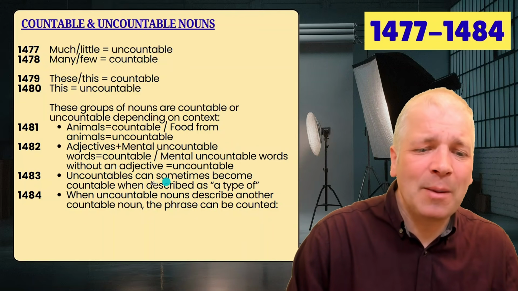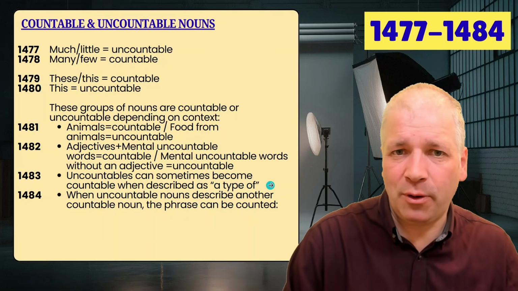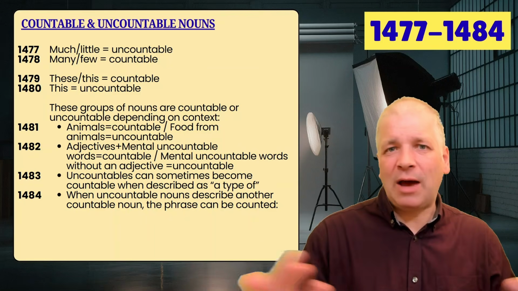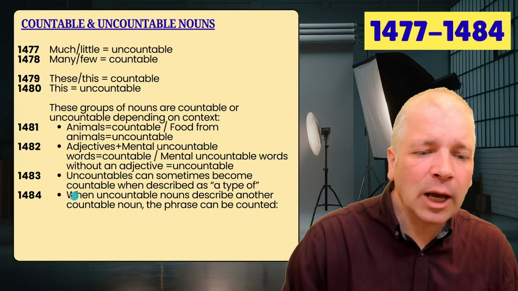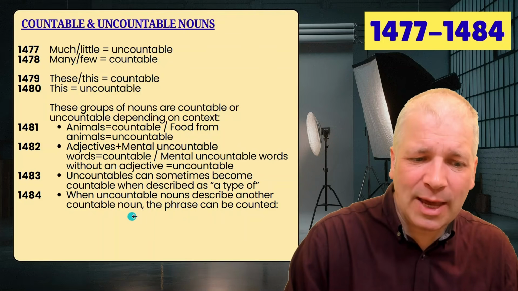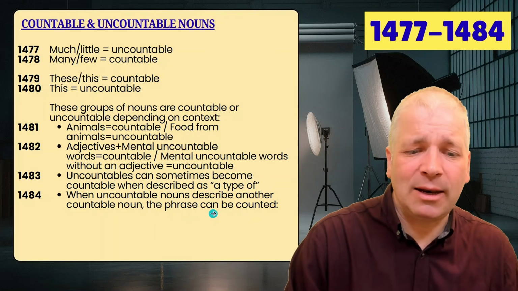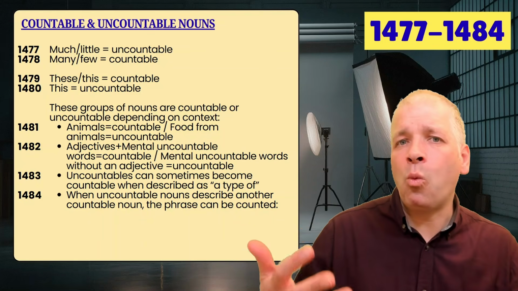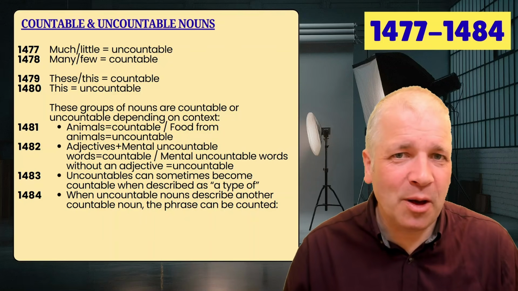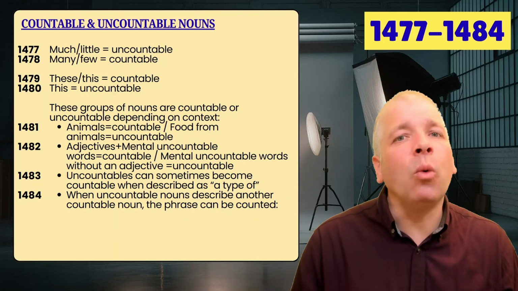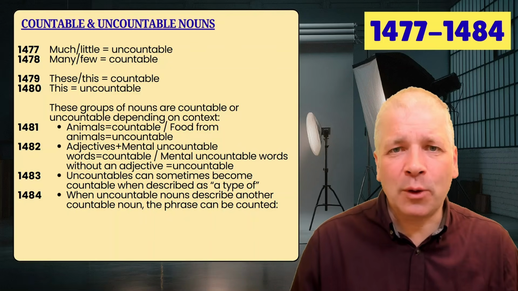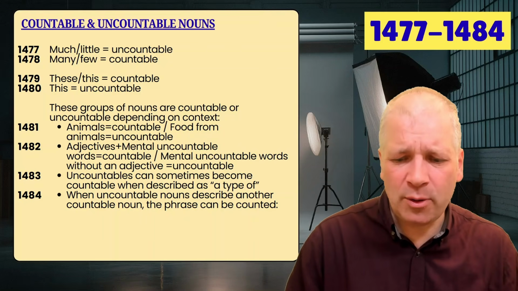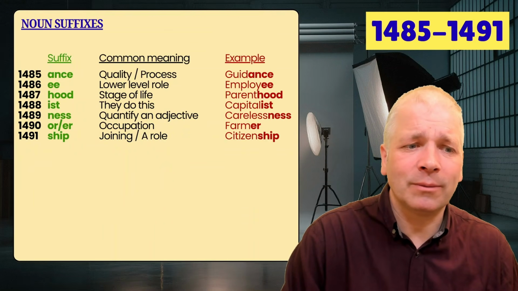Uncountables can sometimes become countable when described as a type of. So a type of milk, for example. You could have 2 types of milk. And when uncountable nouns describe another countable noun, the phrase can be counted. So a water bucket, for example, a milk float, 2 milk floats, 2 milk bottles, 1 milk bottle, but milk on its own, uncountable.